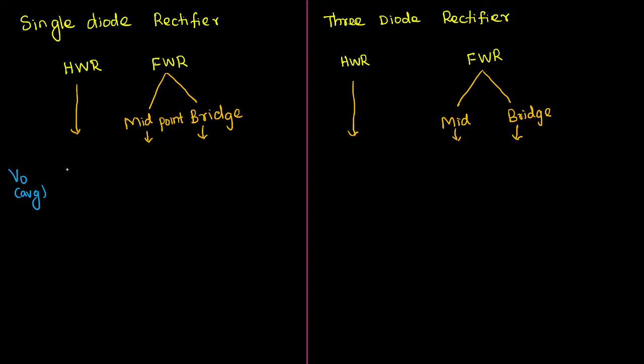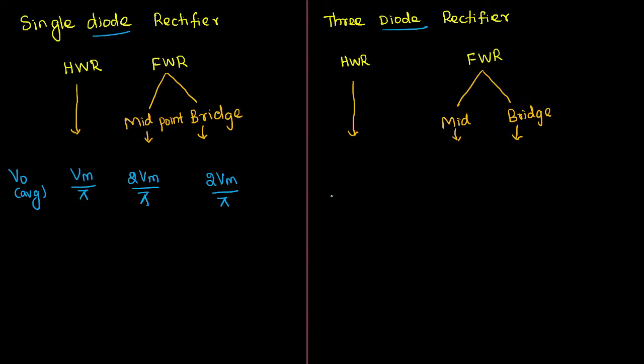Now, can anyone tell me the V naught average output formula if you are considering a single phase diode rectifier? I'm talking about diodes, not thyristors. It will simply be maximum voltage divided by pi. First conclusion: if you consider midpoint center tap, it will automatically become 2 times Vm by pi, that is twice the half wave. If you consider a bridge rectifier, you all know there will be no change in the output voltage. In both cases, you will come up with the same 2 Vm by pi.